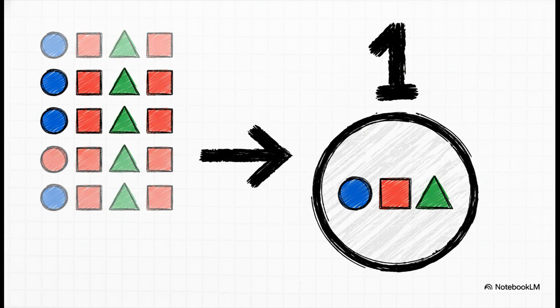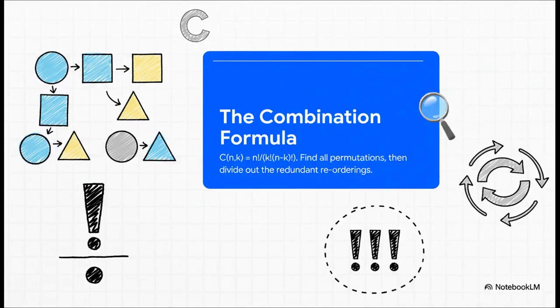A combination is just what you get when you take a permutation and get rid of all the redundant ways to reorder the same stuff. And the formula for this? It makes perfect sense. You start by finding the number of permutations, just like we did before. Then, you just divide by all the different ways you could have rearranged the items you chose. In our team example, that was 6, or 3 factorial. You're just dividing out all the duplicates.